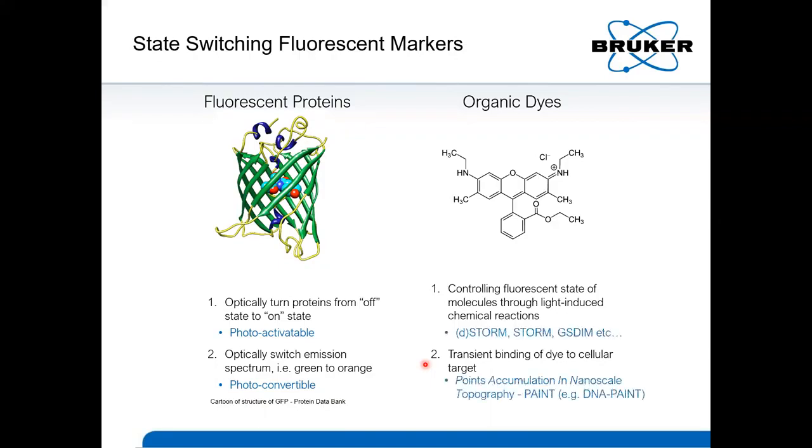An alternative to these methods that rely on photo switching of organic dyes to generate blinking is PAINT, which stands for points accumulation in nanoscale topography. Here, blinking is generated from the transient binding of a fluorophore to its target.